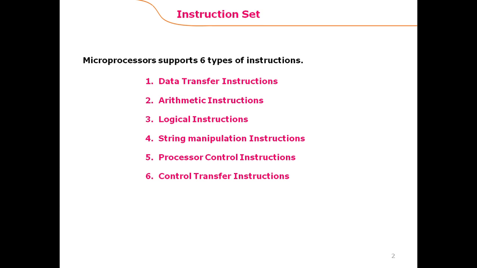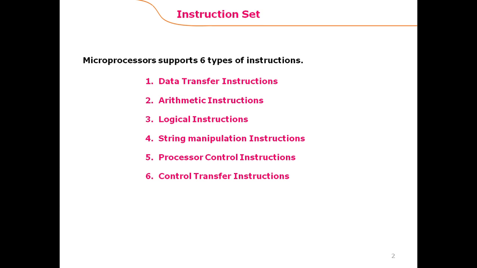The third group of instructions is logical instructions. These instructions perform logical operations, for example, logical AND, logical OR, exclusive OR. The fourth group of instructions includes string manipulation instructions. These instructions manipulate string data, for example, the MOVS instruction that moves string data between two memory locations.